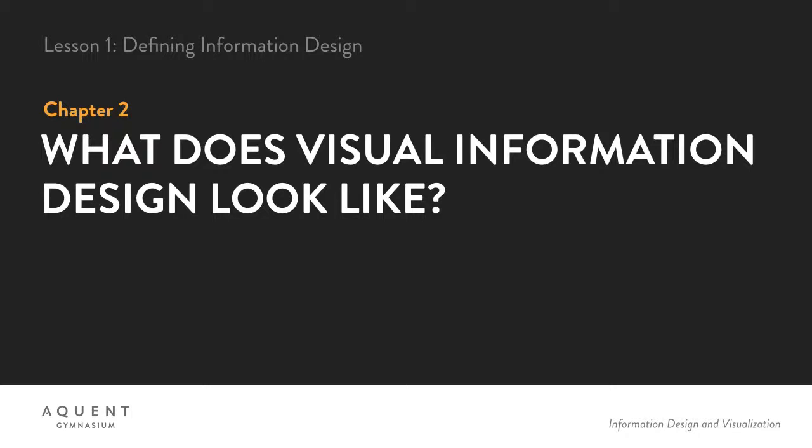What does visual information design look like? It can take many forms, from diagrams to charts to maps to motion graphics. They can be static or interactive, standalone or integrated into stories. Let's take a look at some examples.